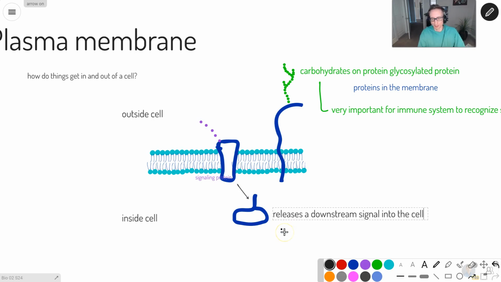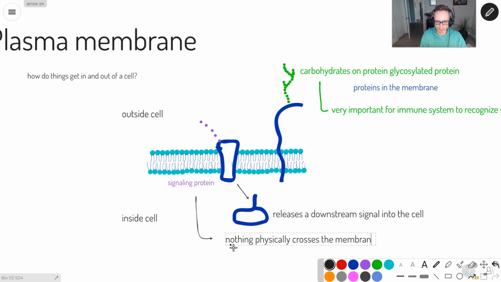So nothing has really crossed this membrane, but a signal has been transduced, or crossed the membrane, even though nothing has physically crossed it. So with a signaling protein, nothing physically crosses the membrane. So there's just a couple little things about proteins that I want to talk about quick.